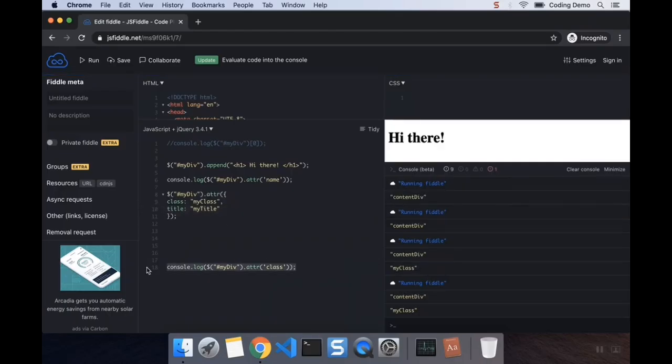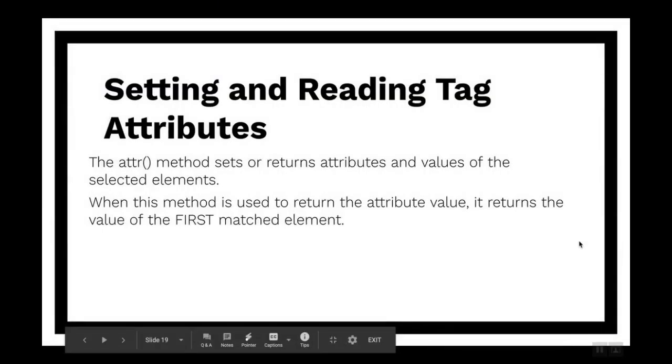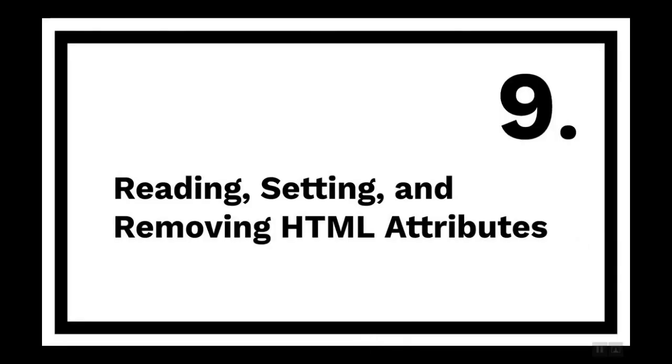And see if this worked or not. So let me just log the title attribute. Save this. Yes, I get the my title right here, and of course the class as well. So perfect. So this was applied. Perfect. So moving on to the next slide. So we already covered the attribute method. Moving on to reading, setting and removing the HTML attributes.